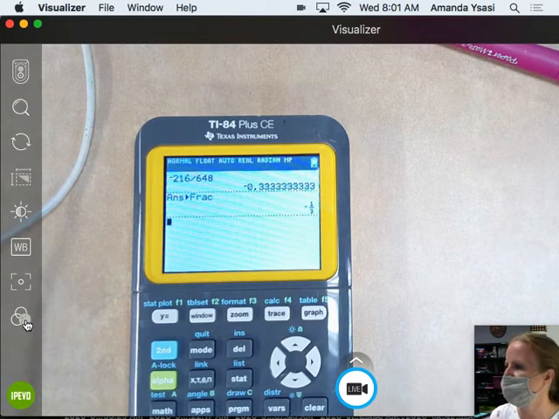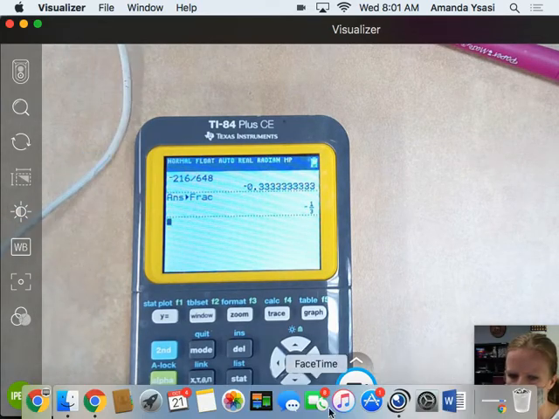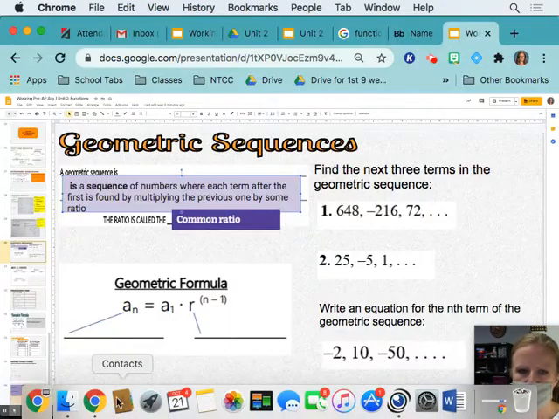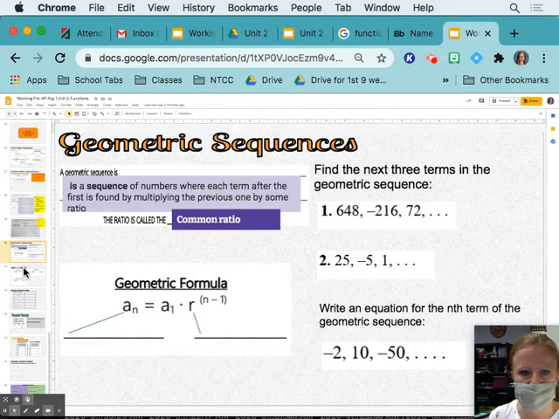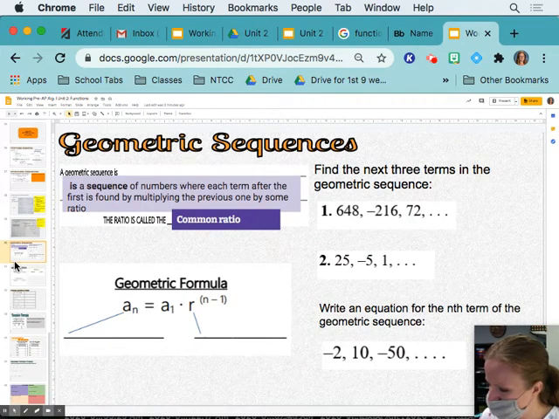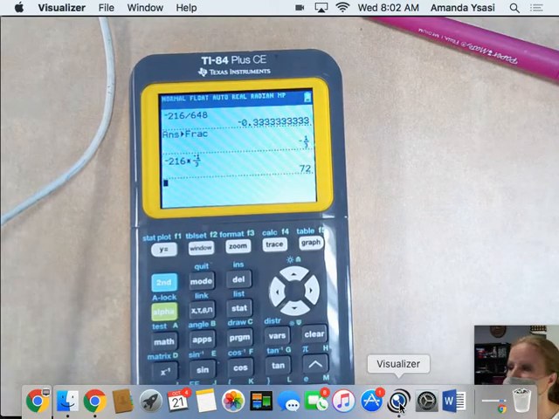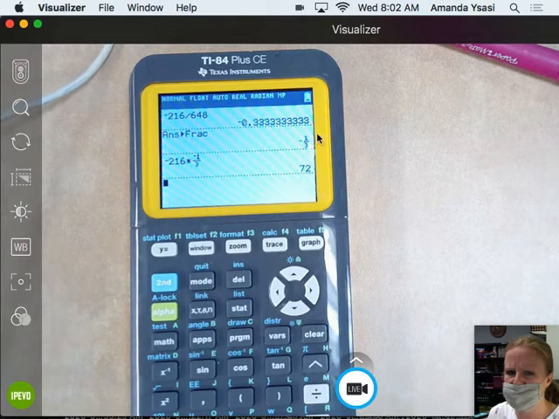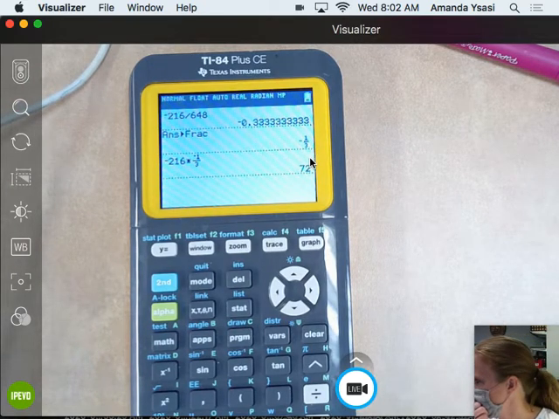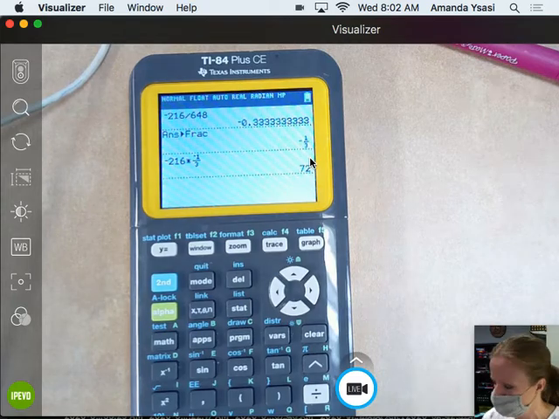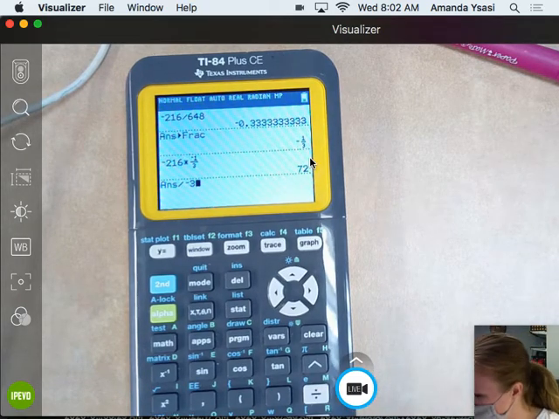So we need to check and see if that works for the next number in the sequence. So let's multiply negative 216 times negative 1/3. Comes out with 72. What's the same thing as multiplying by a negative 1/3? Yeah, dividing by a negative 3. So divide by negative 3 on the next one to find the next term.